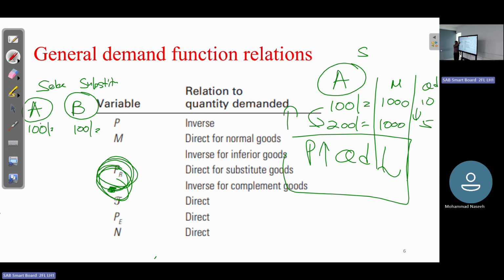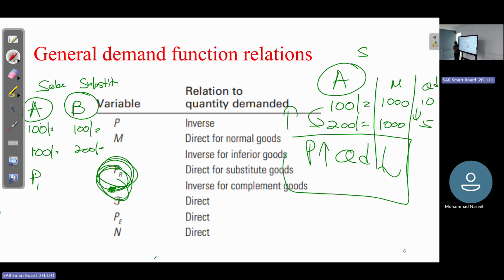This time what is going to be changed? Substitute price is going to be changed. Then assume the price of substitutes has increased to 200. What will happen to the price of the selected product? It will remain unchanged. What will happen to the demand of the selected product? Decrease or increase? Increase. Demand of the selected product increases.